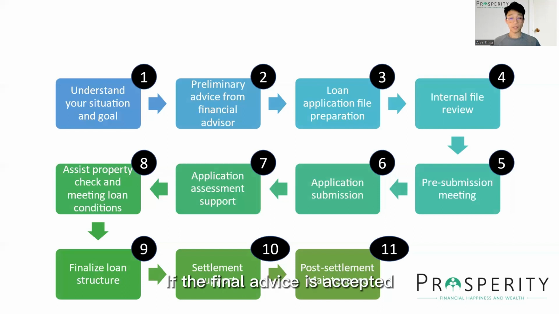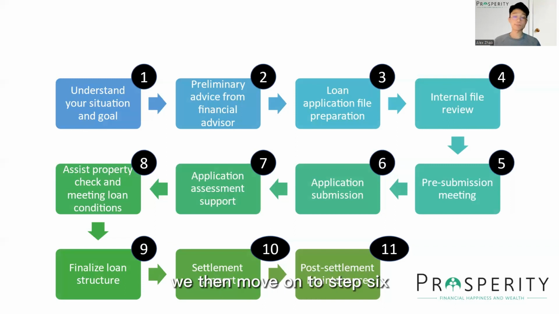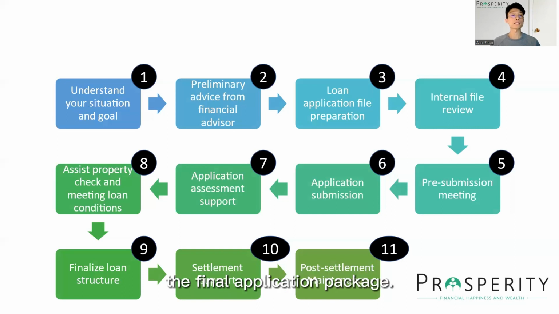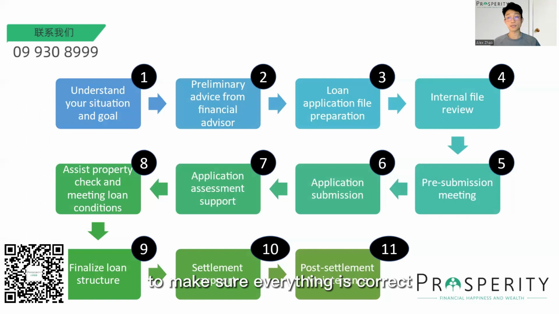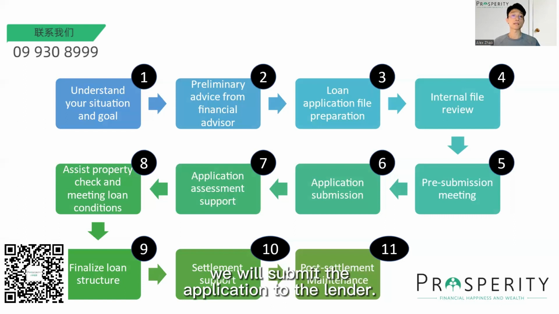If the final advice is accepted and you're willing to go ahead with the application, we then move on to step six, where our application specialist will prepare the final application package. And the application form that we're going to send to the lender will be emailed to you at this stage. And we'll ask you to go through the application to make sure everything is correct and confirm it with us by email. Once we've received your final confirmation email, we will submit the application to the lender.